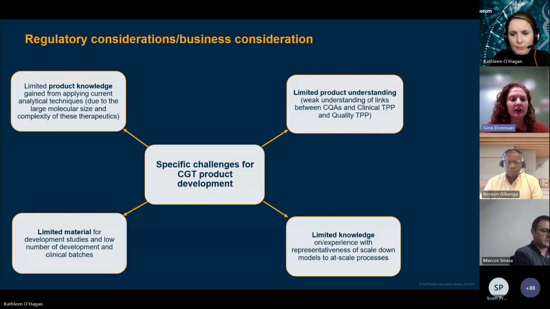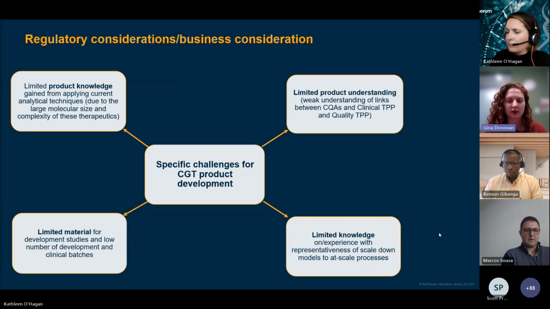So in tandem with regulatory expectations, there are some business risk decisions that can be considered when developing and commercializing a manufacturing process. Cell and gene therapy products are still relatively new in the industry, and therefore, some of the biggest hurdles can include these examples outlined here, such as limited product knowledge, decreased material volumes for development and characterization studies, and a limited number of manufacturing runs.